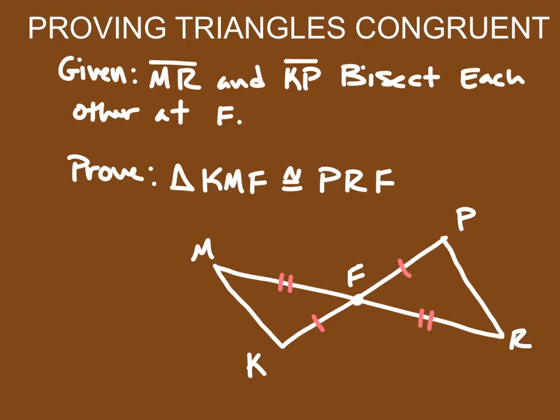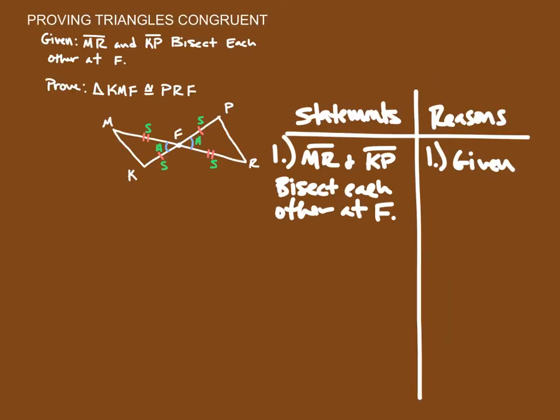The other information I have is that this angle here, MFK, is congruent to the angle RFP, because those are vertical angles. I'm simply using the picture to do that. From there, I can see that I've got a side, an angle, and a side that's congruent to another side, angle, and side. Because of that, I can automatically conclude that these two triangles are congruent.